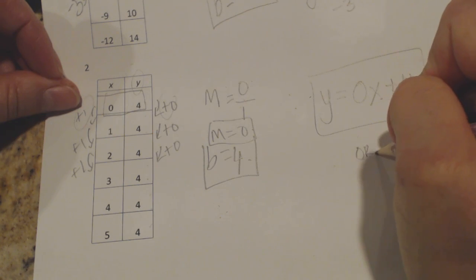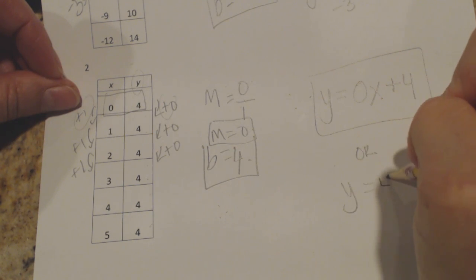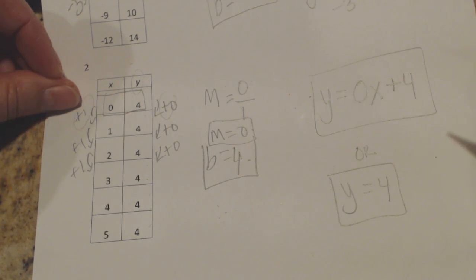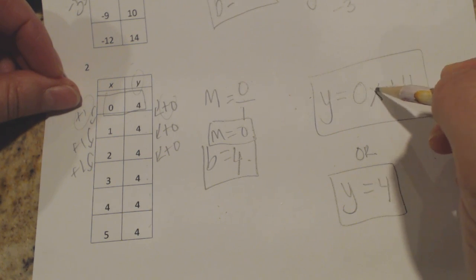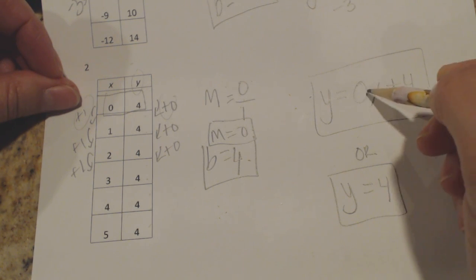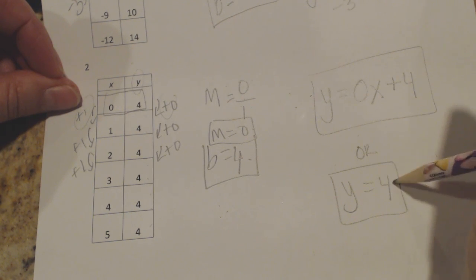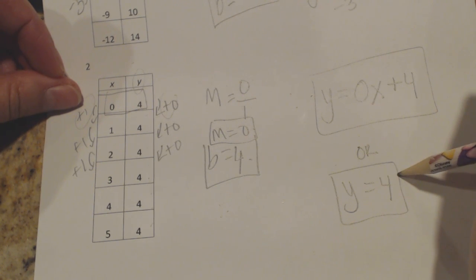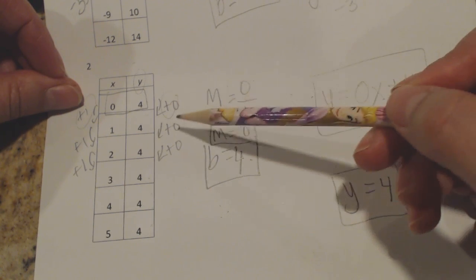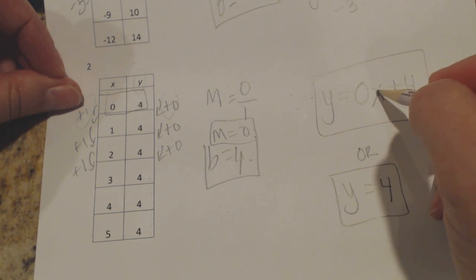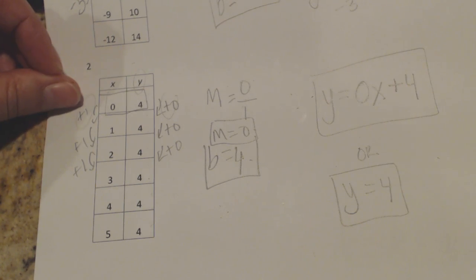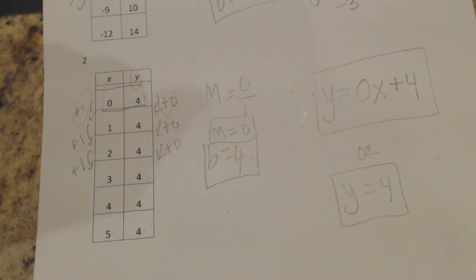We can also write this as y equals 4. That's also fine because 0 times x is going to be 0 and 0 plus 4 is 4. So you can write it either way you want. I will take it. It is correct. So this is a special case because we have 0 as our slope. I wonder what it would look like if we had undefined as our slope, and that's for another day.